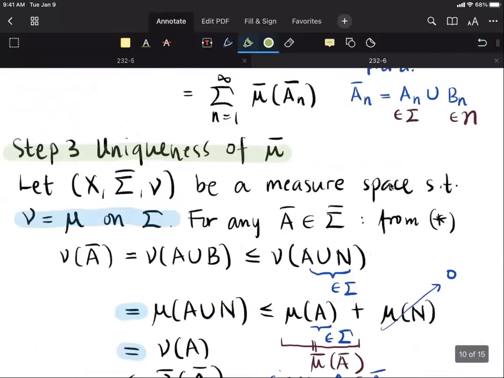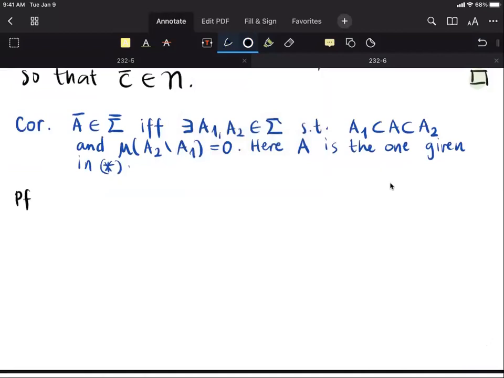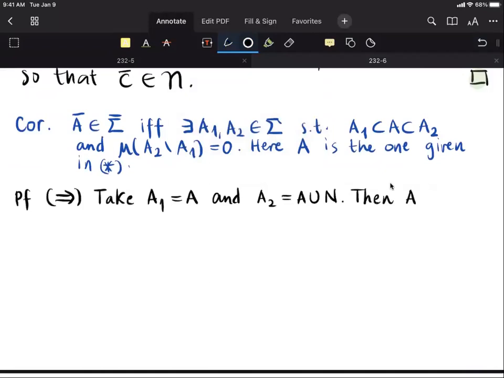So let us prove the corollary. Again, we need to establish two directions. Here, let us take simply A1 to be A, and A2 to be the union of A and N. From star, we know that A and N are in sigma, therefore A1 and A2 are in sigma.